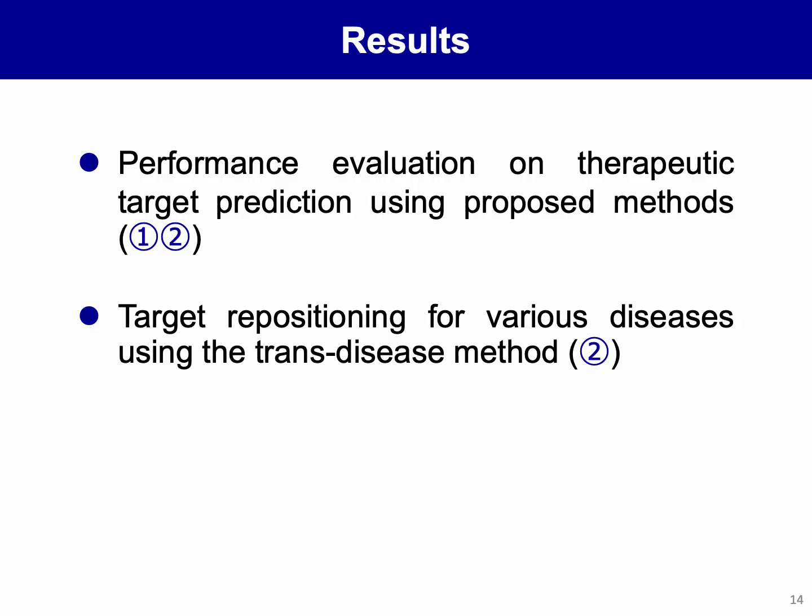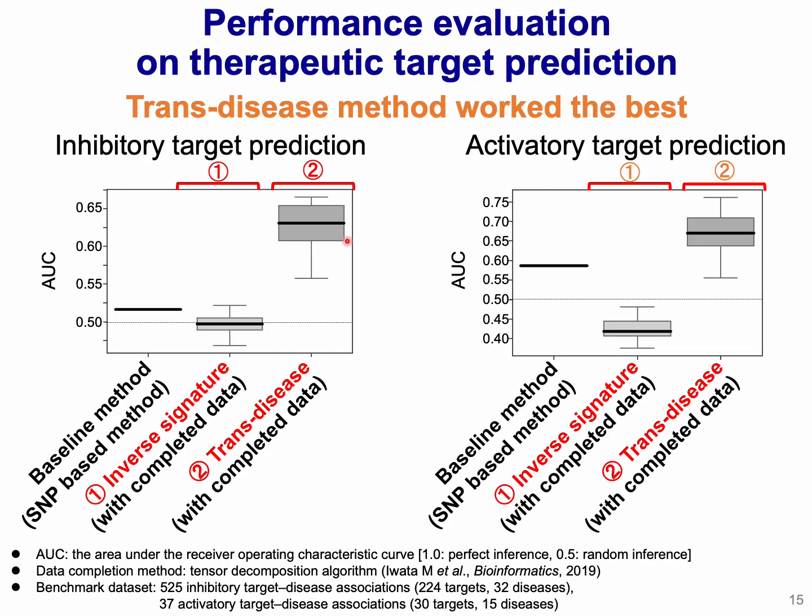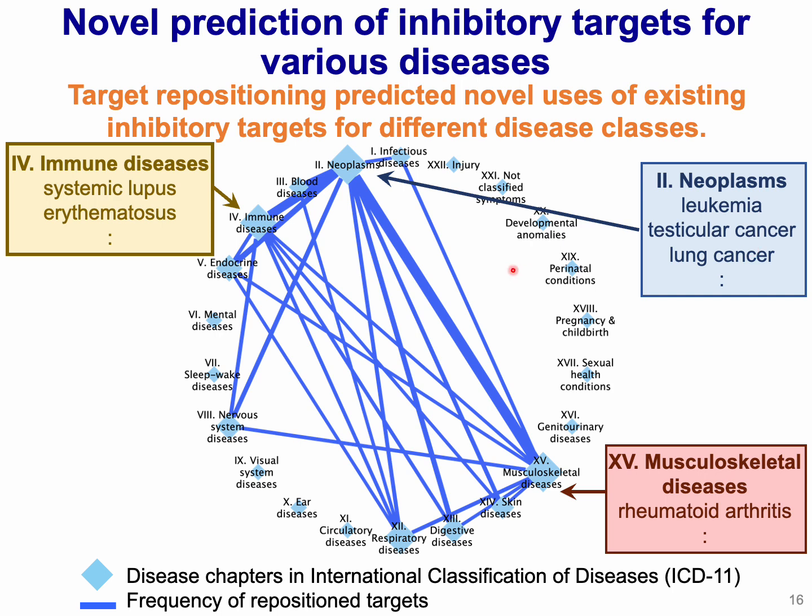We evaluated the performance of our proposed methods. We compare the performance between baseline method, inverse signature method, and trans-disease method. The left figure shows the result of inhibitory target prediction, and the right figure shows the result of activatory target prediction. You can see that trans-disease method performs the best for inhibitory and activatory target predictions. We performed target repositioning by using trans-disease method.